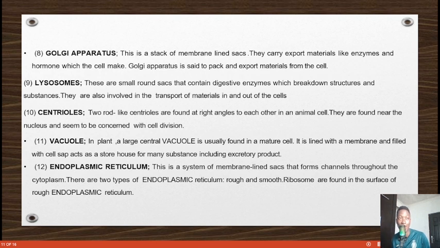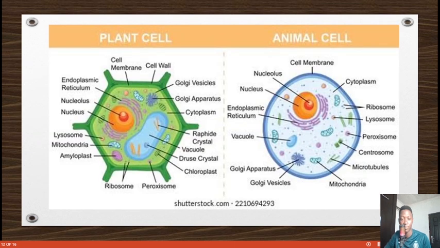So they are called the rough one. What makes it rough is that when you look at it from the microscope, you see ribosomes attached, like dots. So that's why they call it the rough endoplasmic reticulum, guys. It's also important in protein synthesis as it joins work with ribosomes to make protein for the cells.